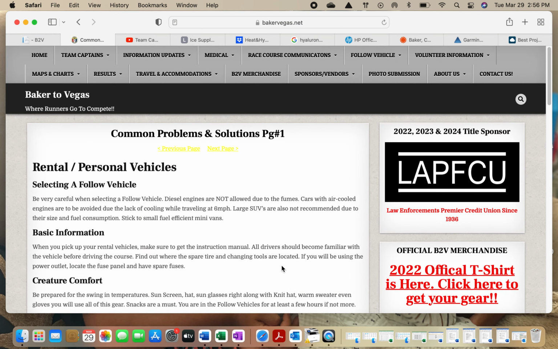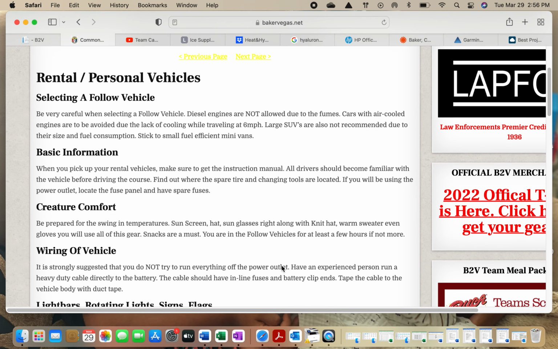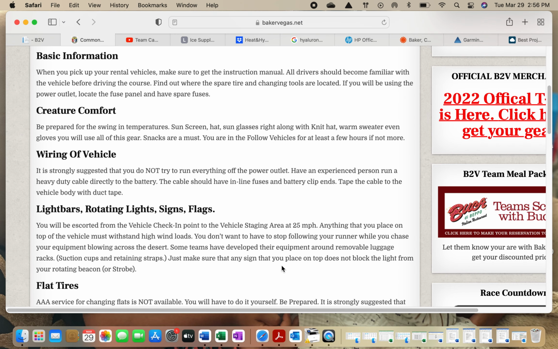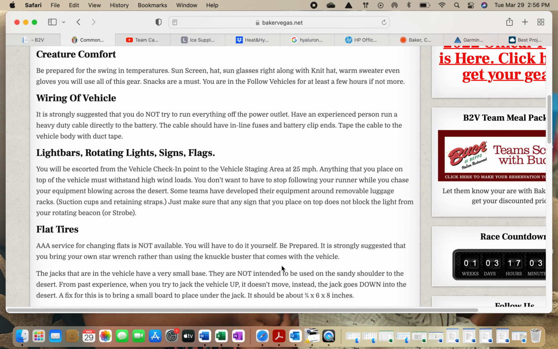Next page. Of course, most of you have already gotten your vehicles. Hopefully you've looked at this. Minivans tend to work the best just because you can keep that sliding door open. But again, you can use other vehicles. Light bars, rotating stuff, things that you have on top of your vehicle.